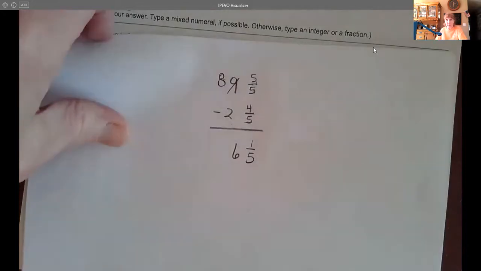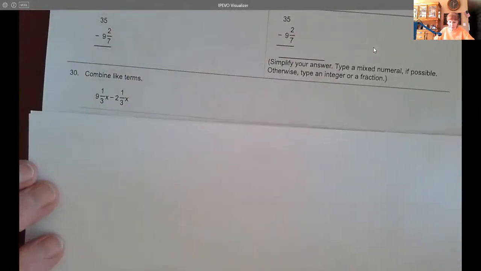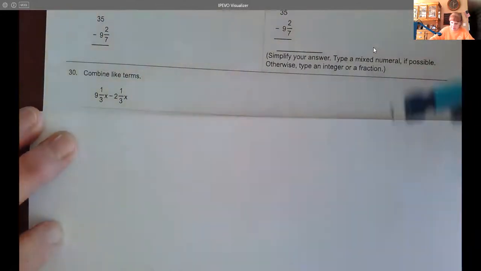All right, so that's kind of how you have to borrow. And again, just make a similar question if you feel like you need more practice. Okay, let's look at number 30 on your homework. I think that just goes to 36, so we're getting there.